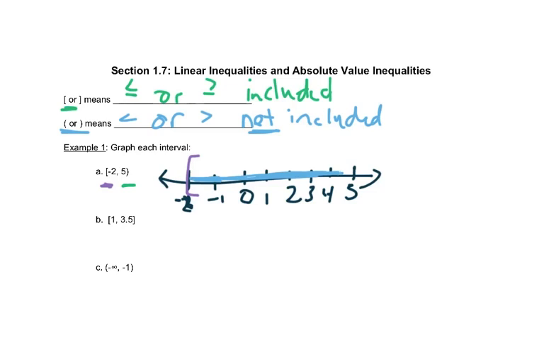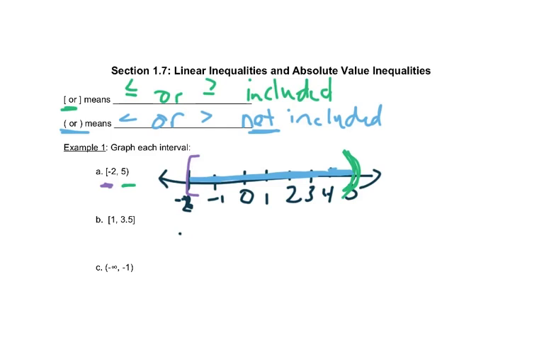Now, I know we just said 5 is not included, right? It's going to go to 4.999, but we don't have a real good way of showing that other than putting a parenthesis at 5 and shading up to that parenthesis. So that's how that graph looks. A bracket at -2, parenthesis at 5, shading in between.